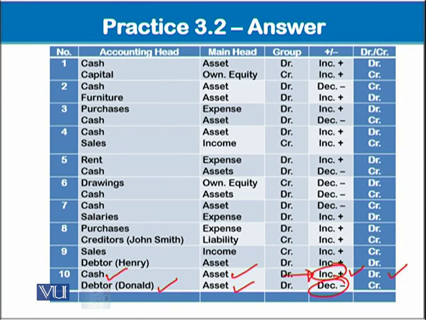And we have received cash from debtor. Means debtor balance is decreasing now. So decrease in debtor's balance is causing decrease in assets. So our asset, which is in fact the debit group, would be credited now.